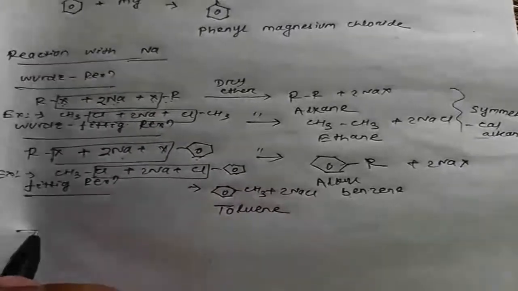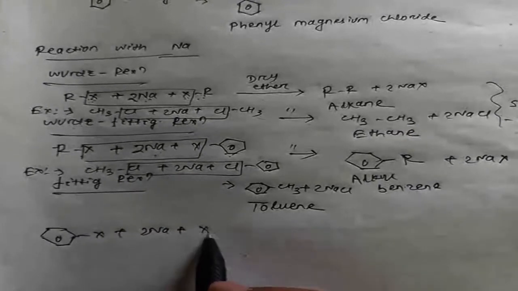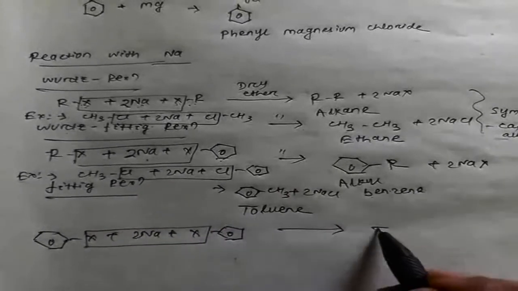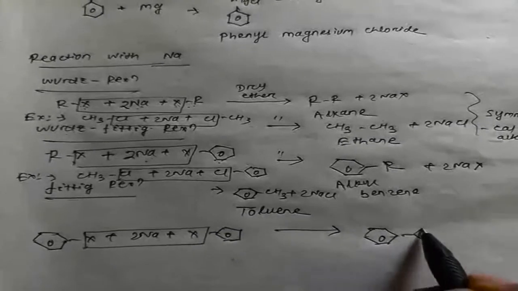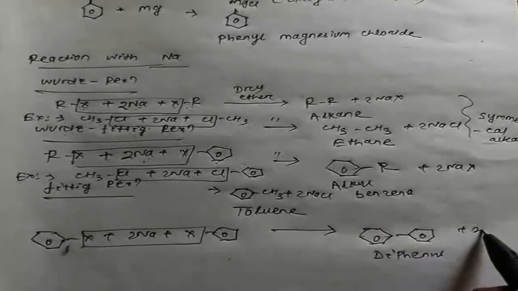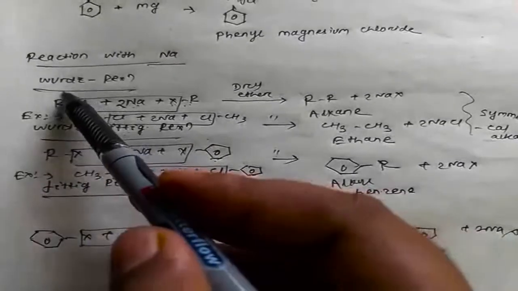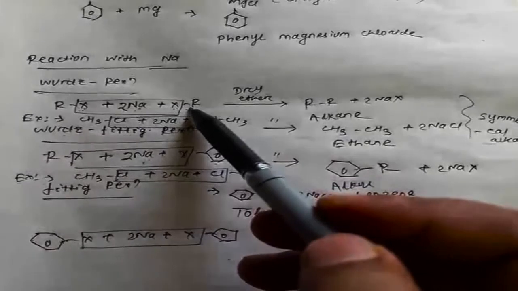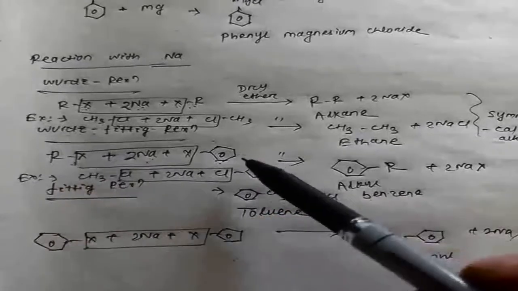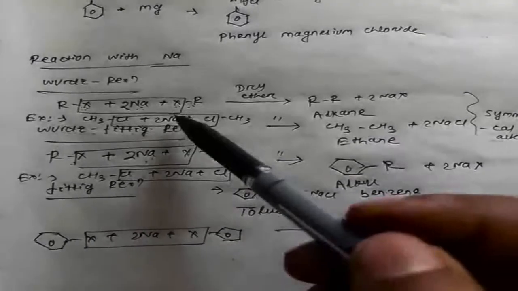But in Fittig reaction, 2 molecules of aryl halide, giving diphenyl plus 2NaX. The difference between Wurtz reaction, Wurtz-Fittig reaction and Fittig reaction is: in Wurtz reaction 2 molecules of alkyl halide react with sodium metal. In Wurtz-Fittig reaction 1 molecule of alkyl halide and another is aryl halide. But in Fittig reaction 2 molecules of aryl halide. All react with sodium metal.